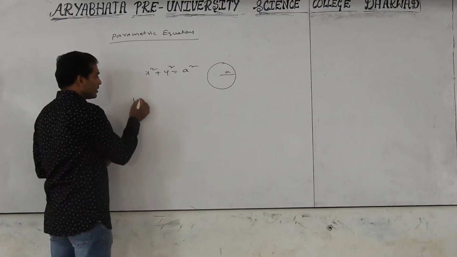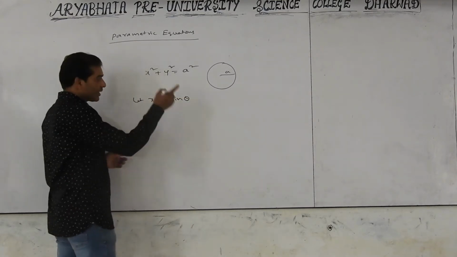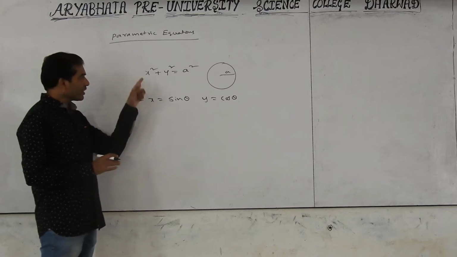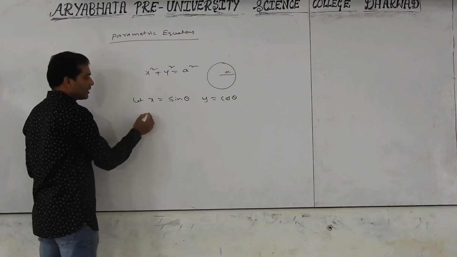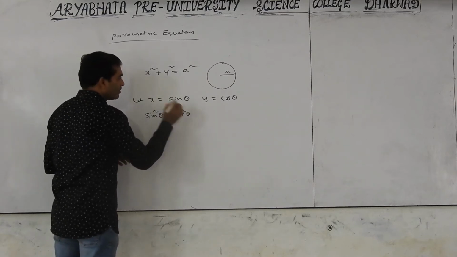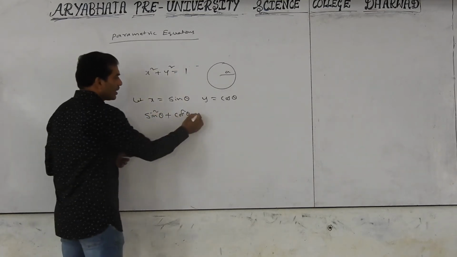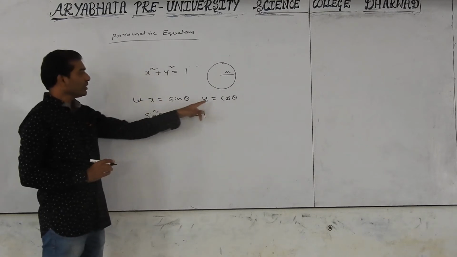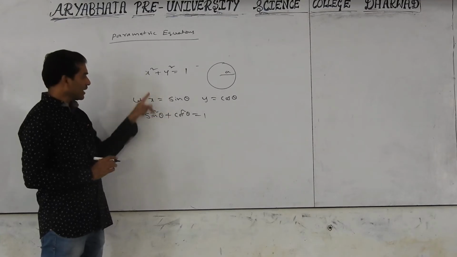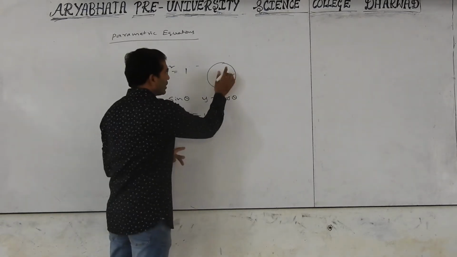Let x is equal to, now I am taking, sine theta. Theta is a variable. y is equal to cos theta. Is it satisfying this equation? Put x is equal to sine theta, then sine square theta plus cos square theta, which equals 1. So it satisfies this equation. These two equations satisfy this equation. x squared plus y squared is sin square theta plus cos square theta equal to 1. The radius is 1 unit.